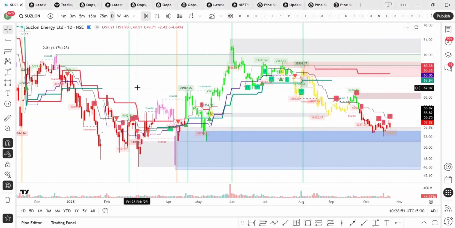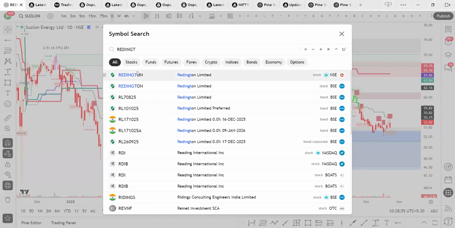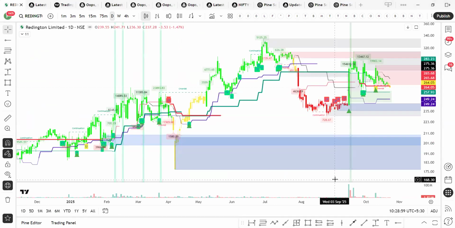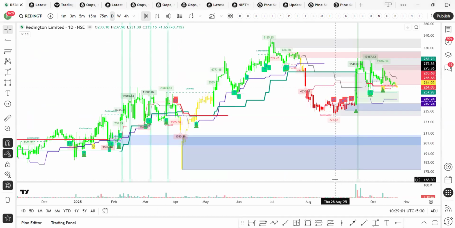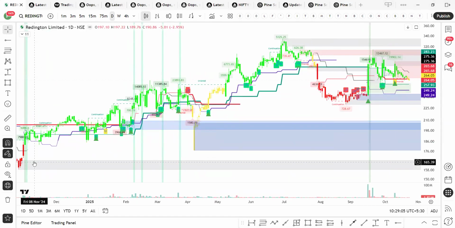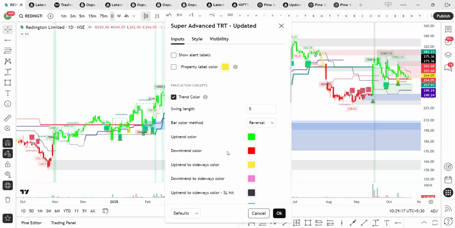Reddington. Okay. So here we have a chart of Reddington. See, sometimes it turns green, doesn't give a retracement entry. Initially it did not give a retracement. Next time it gave a retracement. There is a continuation. I'll show you how it gave a retracement entry.